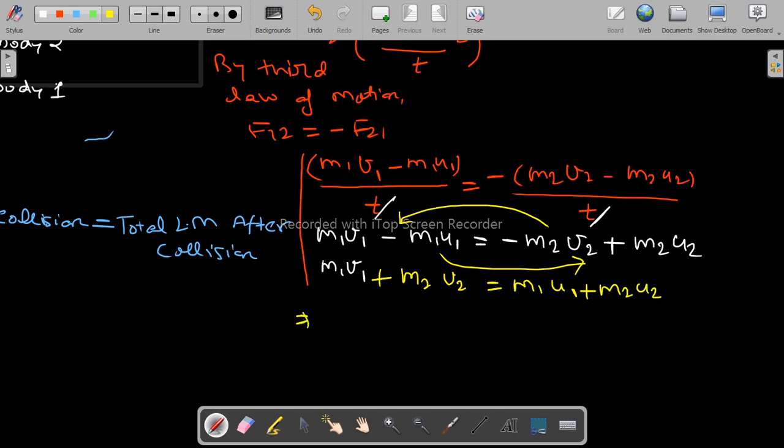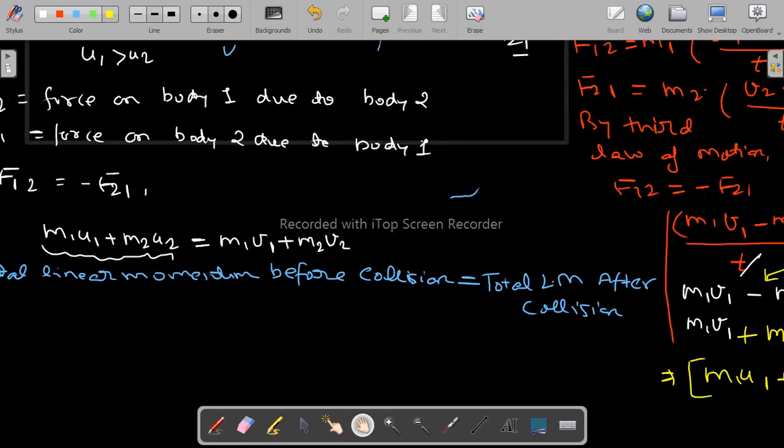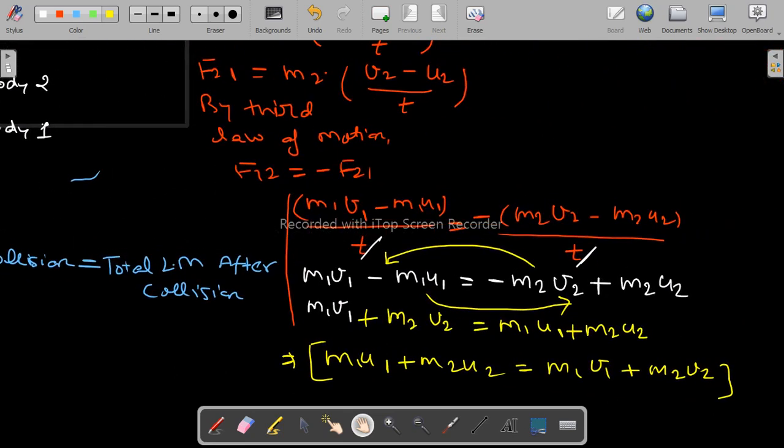So now what have you got from here? This is m1 u1 plus m2 u2, and this is m1 v1 plus m2 v2. Now this is the same thing that I have written here, right? That is, the total linear momentum before collision will be equal to the total linear momentum after collision. Have you got the thing? Is there any doubt at any step?